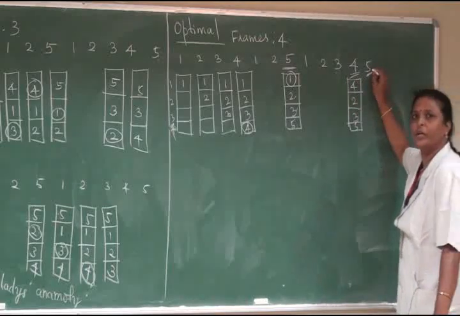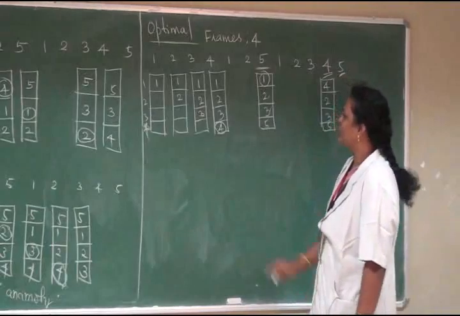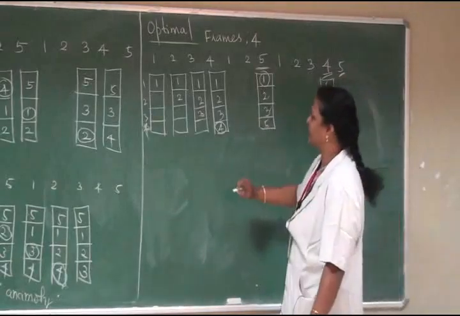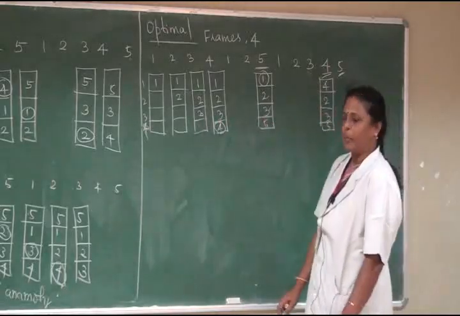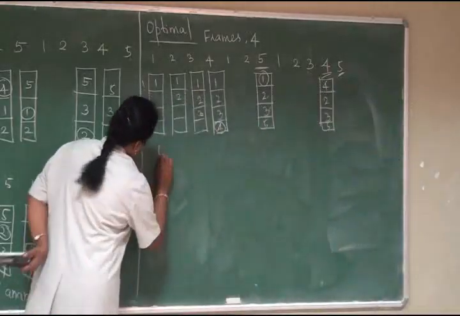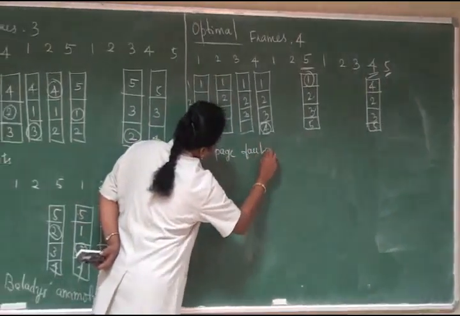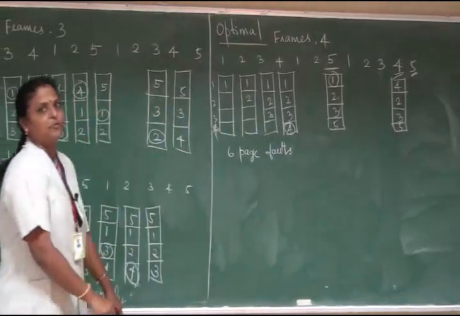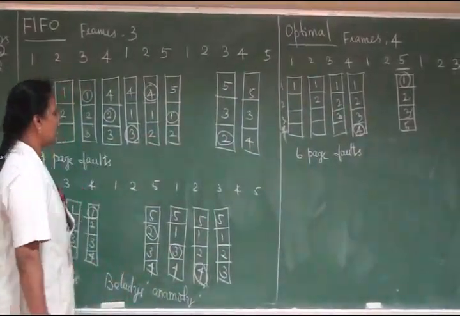Next page it is trying to access is 5. 5 is already available here. So the total number of page faults occurred here is 1, 2, 3, 4, 5, 6. Page faults are only 6. Six page faults occur for the optimal page replacement algorithm.